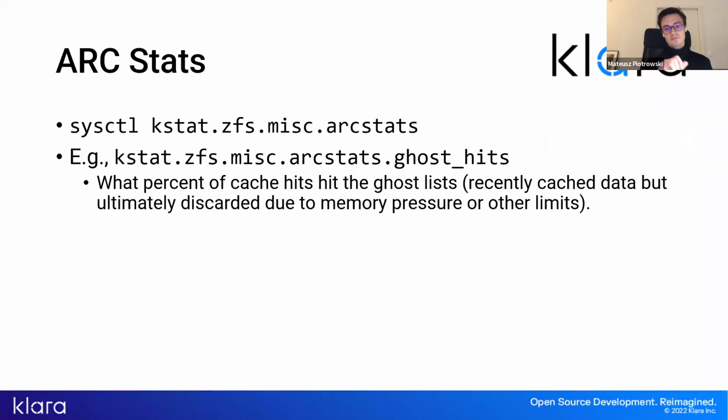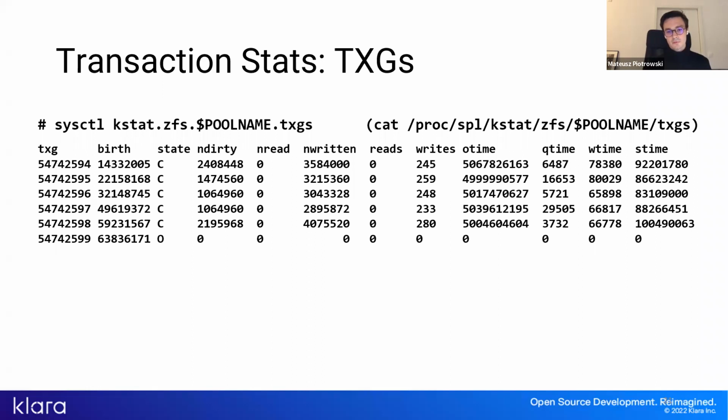So for those statistics to be useful, you have to observe them over some time. And also when you read the sysctl or the proc file, you only get the last 100 transaction groups that happen on your system. So if there is a lot of things happening on your system, you may not see all the transaction groups happening. So you have to observe it in a very smart way.